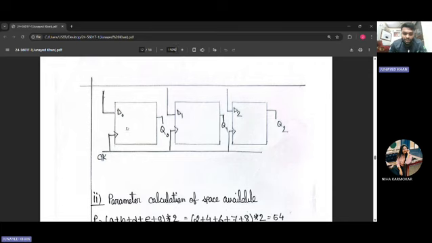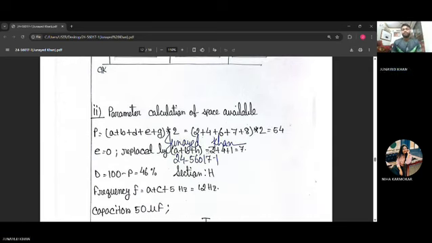D0 is coming in parallelly, D1 coming in parallelly, D2 also coming in parallelly, and the outputs Q0, Q1, Q2 are also going out parallelly. Further, we move forward to question 2, which is the parameter calculation of space available. P is (A plus B plus D plus E plus G) into 2, and from my ID that is (2 plus 4 plus 6 plus 7 plus 8) into 2, equal to 54.